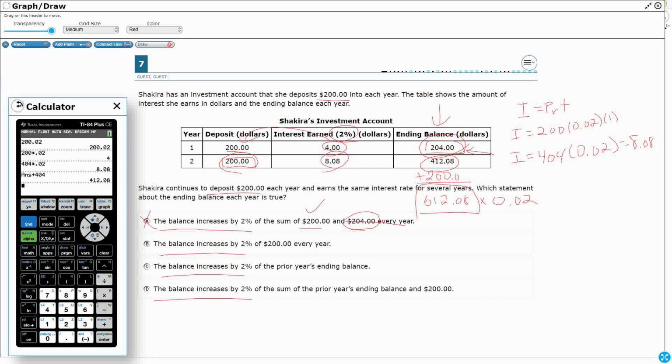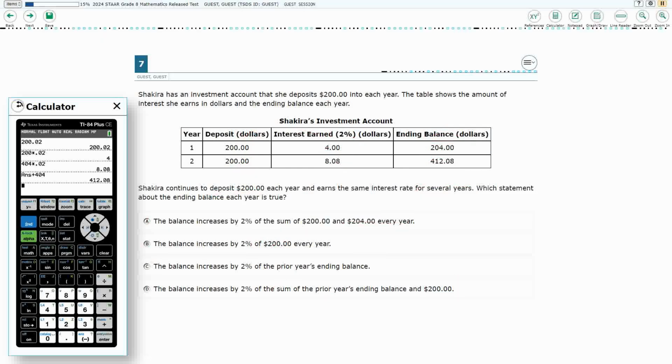The balance increases by 2% of 200. No, it's 2% of 200 plus whatever your ending balance is. This is just the deposit you're doing each year. The balance increases by 2% of the prior year's ending balance. Okay, so if I could put this together and this together, then we're good, because I need 200 plus the prior year's ending balance put together. And that's what we're going to get here on D: the sum of prior year's ending balance and the extra 200 bucks. So my answer here is D.